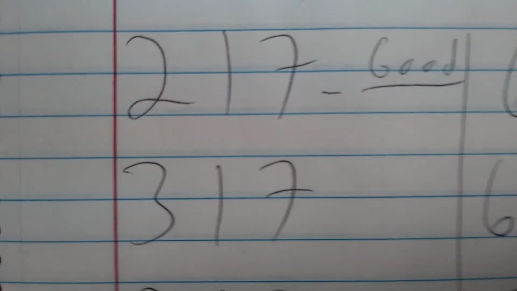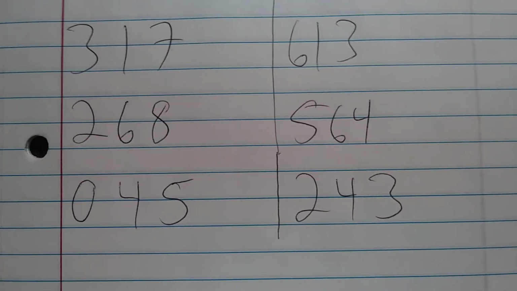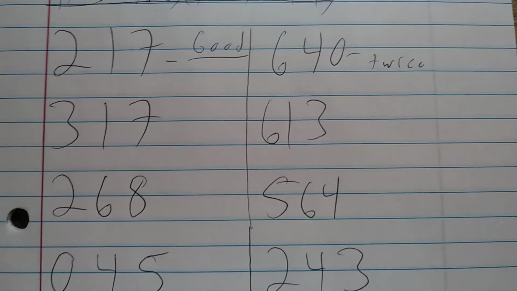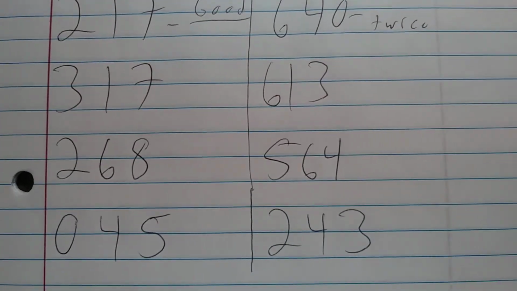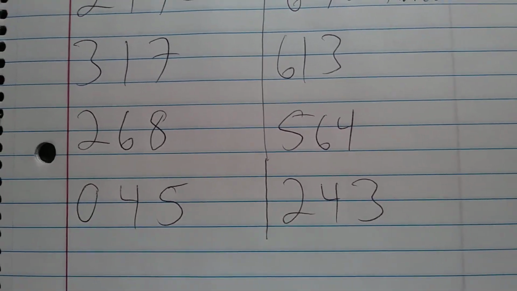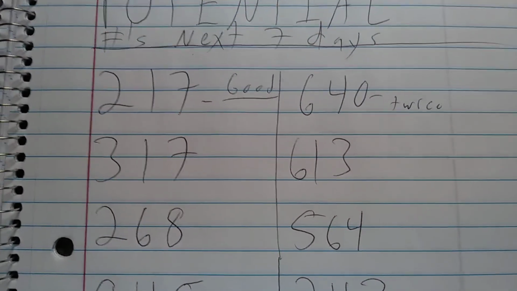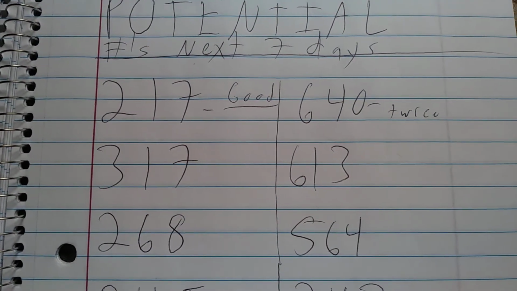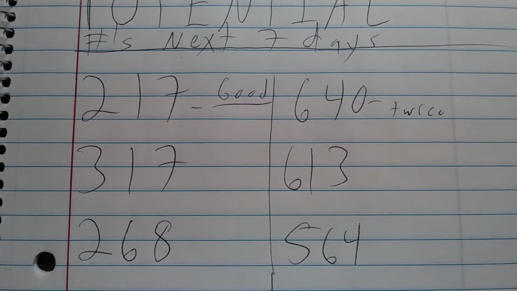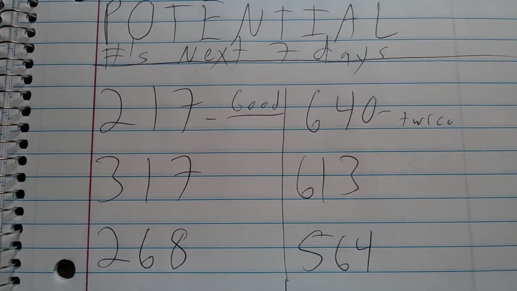Alright, so based on all of that, the potential numbers in the next 7 days are 217, 317, 268, 045, 640, 613, 564, and 243. I wanted to point out that not always, but sometimes when the numbers show up twice in a workout, they're very likely to hit in the next 7 days.